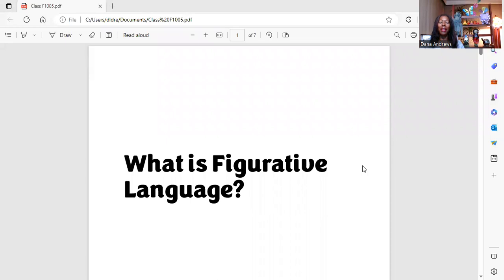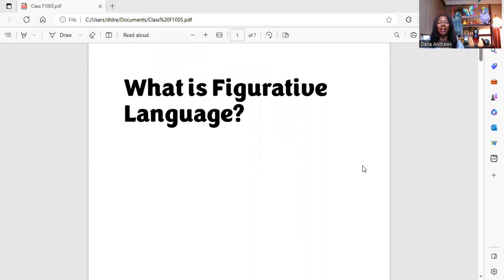It's something that you can use to make your writing exciting. You can make your writing thrilling. You can make your writing happy, and you can make it interesting for the reader. So, figurative language, you say, what is figurative language? Let's just talk a little bit about that before we go on.